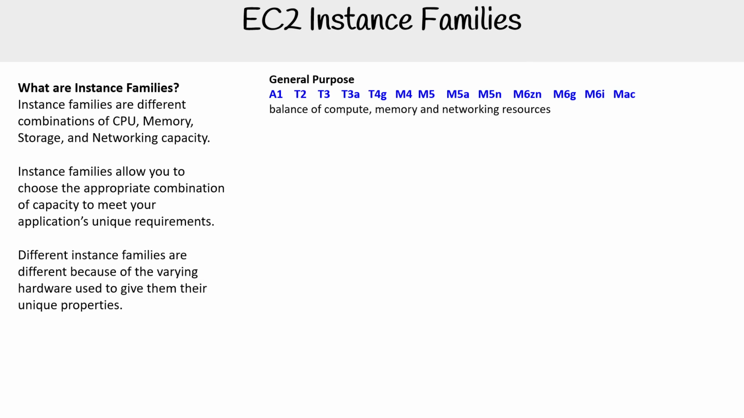So the idea of the general purpose is a balance of compute, memory, and networking resources, but even between the T's and the M's, there is a key difference, which we'll talk about in the next slide. The use case here is web servers and code repos.